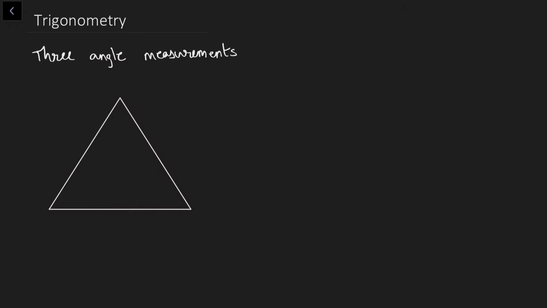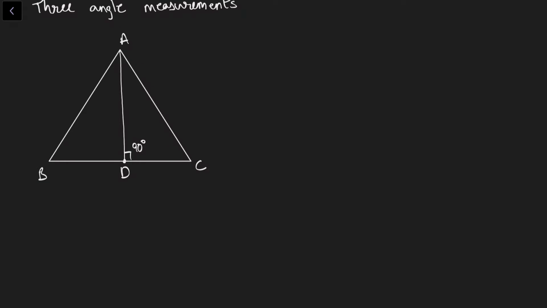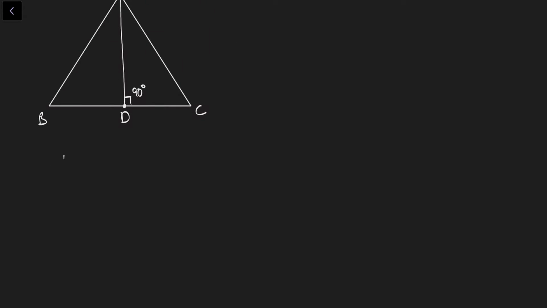Okay, we've got a triangle over here. Now for trigonometry, we usually work with right angle triangles. By right angle triangles, I mean the triangles where one of the angles is equal to 90. So let's say this is a triangle ABC, and this is the perpendicular from A to BC, which is 90 degrees. So let's take this ADC outside, and let's draw it as a separate triangle.